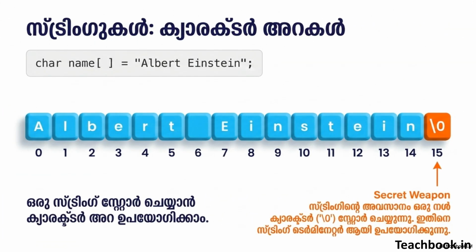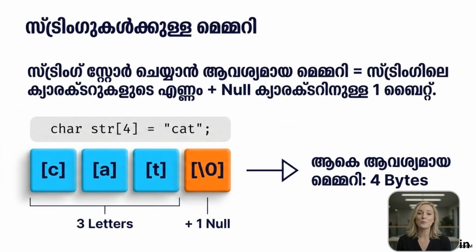Strings in C++ are essentially character arrays. A null character, \0, is stored at the end to signify the end of the string. When storing strings, remember to allocate enough memory for all characters plus 1 extra byte for the null terminator.